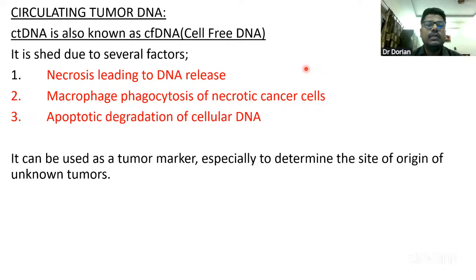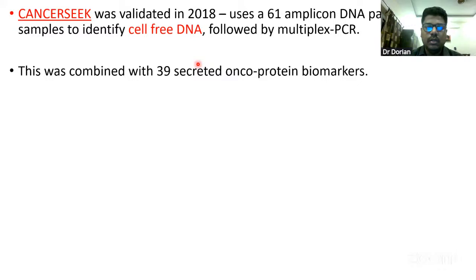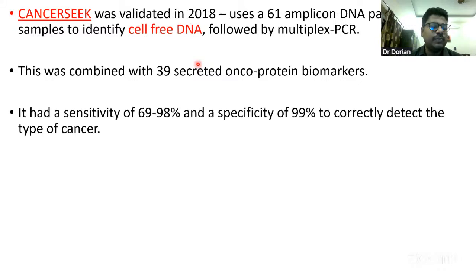Okay. This circulating cell-free DNA can be used as a tumor marker, especially to determine the site of origin of unknown tumors. And this was the assay, CancerSeek. Okay. CancerSeek used this circulating tumor DNA. This can be asked as an MCQ. What does CancerSeek use? RNA, DNA, circulating cells, microRNA. The answer will be DNA. Okay. And this had a sensitivity of up to 98% and specificity of 99%.